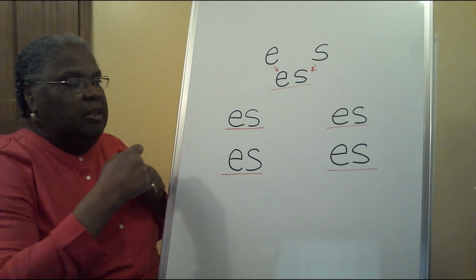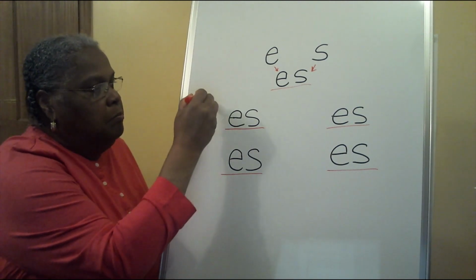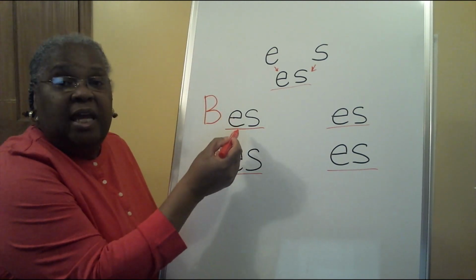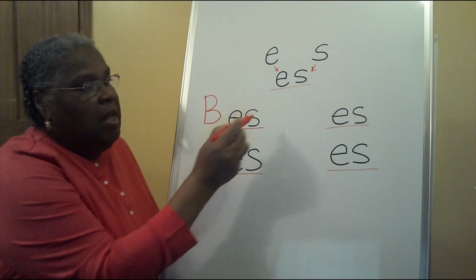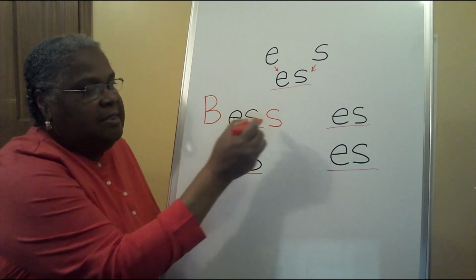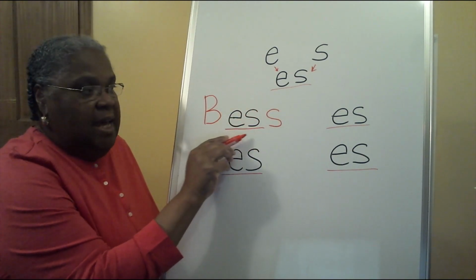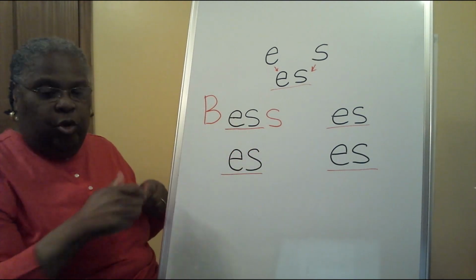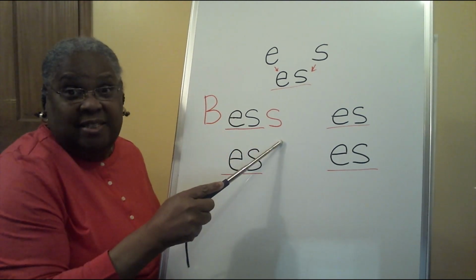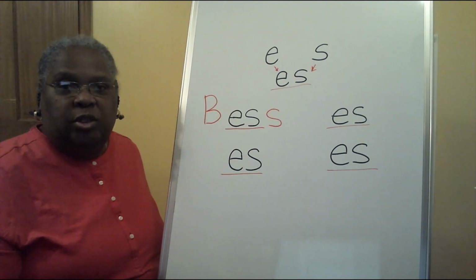When we put the letter B at the beginning of the blend ES, and we put a letter S at the end of the blend ES, we form the word bess. Let us sound out the word together.